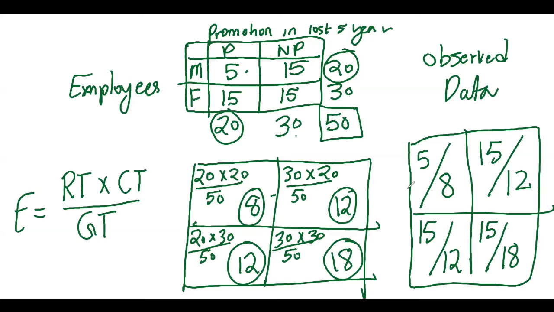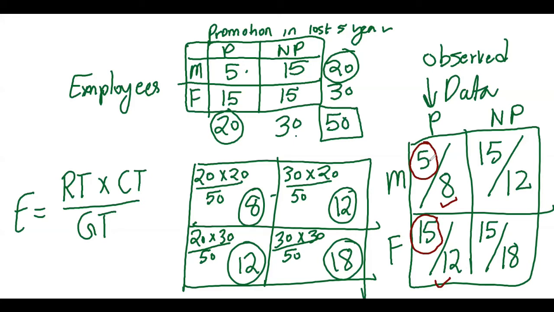Now these are the male employees, female employees, and this is promoted and not promoted. Right. So we will compare this column. After comparison you will get your answer. It is expected that 8 males should be promoted, but actually only 5 males were promoted. And 12 females were expected to be promoted, but 15 were actually promoted. So here we can say that the chances of promotion of females is higher than the males, right?